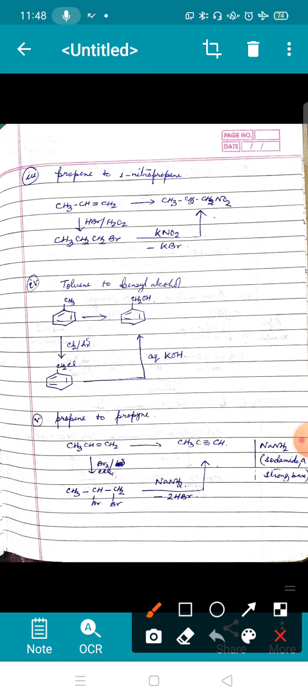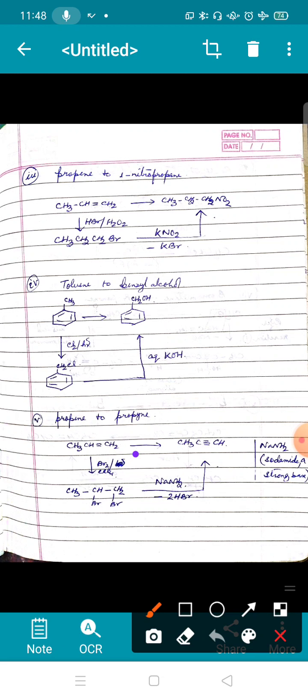Next is propene to propyne. Propene, that is, there are 3 carbons with a double bond. Propyne is 3 carbon with a triple bond. So that means it is more or less clearly an elimination reaction. But you know, alkenes do not undergo elimination reaction so easily just like that. So we have to do something else.